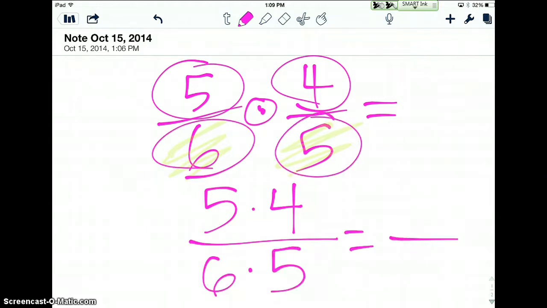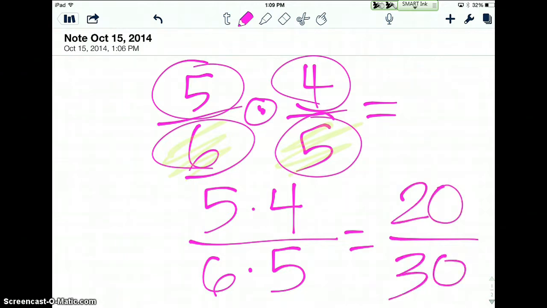And if I do that straight across, 5 times 4 is 20, and 6 times 5 is 30. You know what? I could simplify that. I could divide those both by 10. And when I do, the zeros will just cancel out. Divide them by 10, and there's my final answer of 2/3.